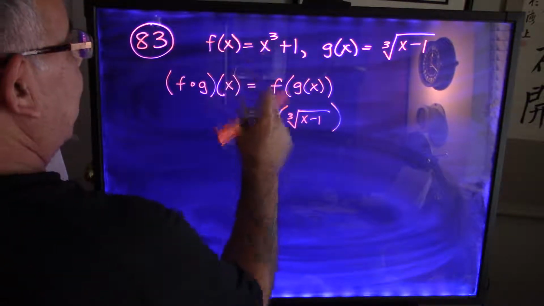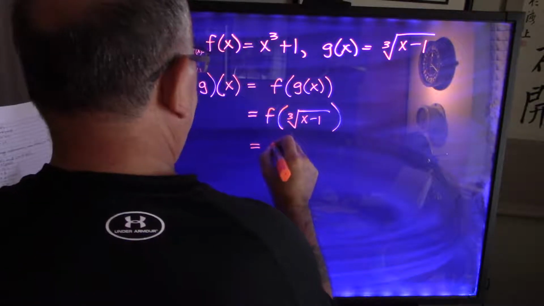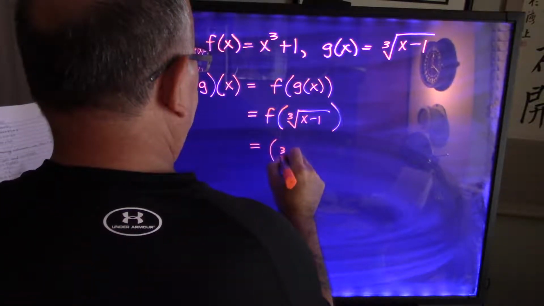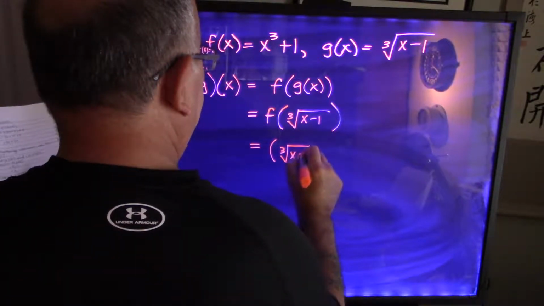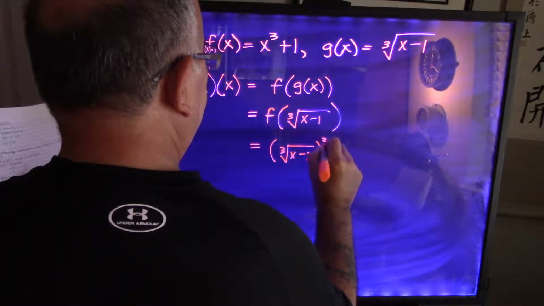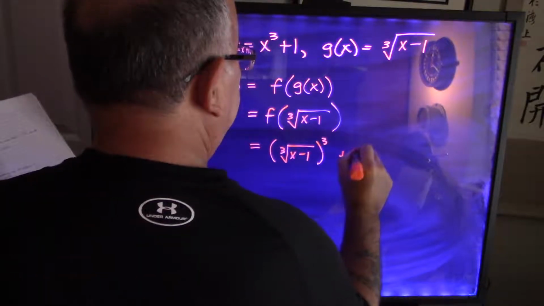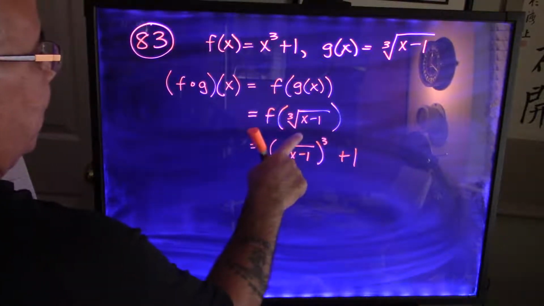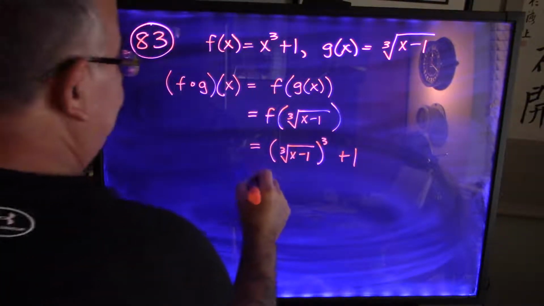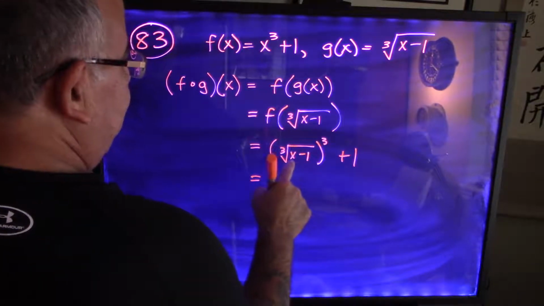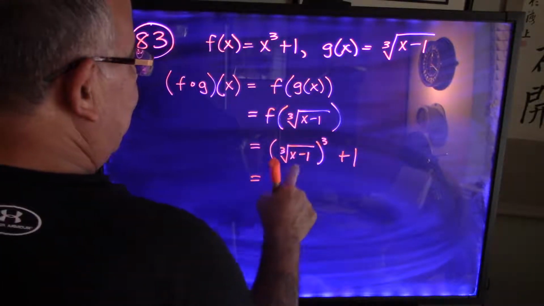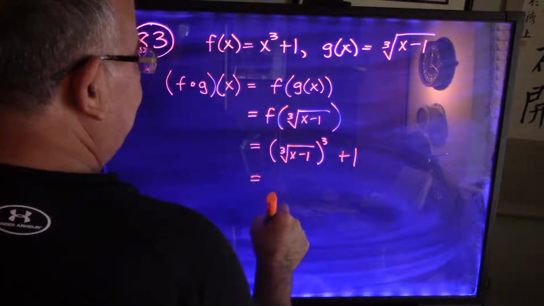When you take, well, let me write it out. We've got cube root x minus 1 cubed plus 1. So that's f of cube root of x minus 1. Alright, so you're taking the cube root and then you're cubing it, so what you get is just x minus 1.